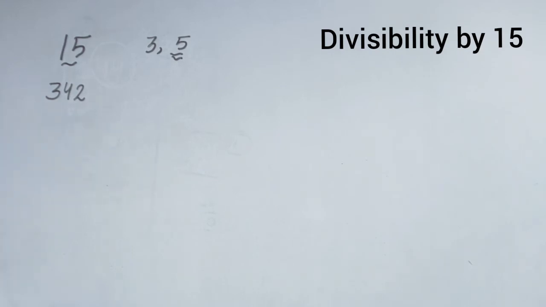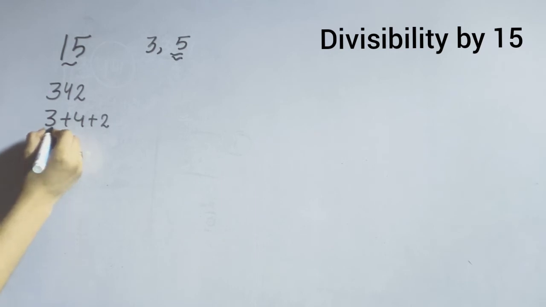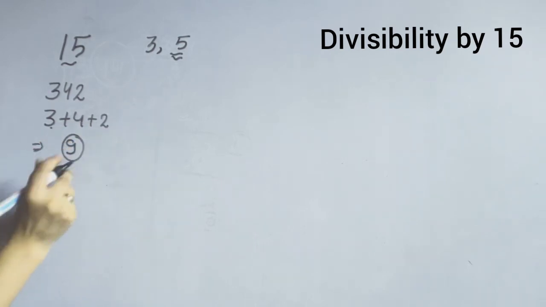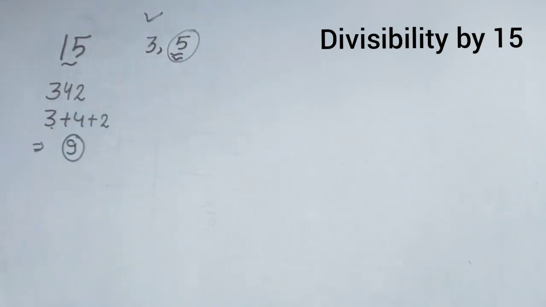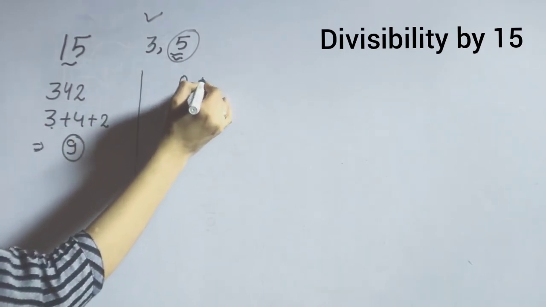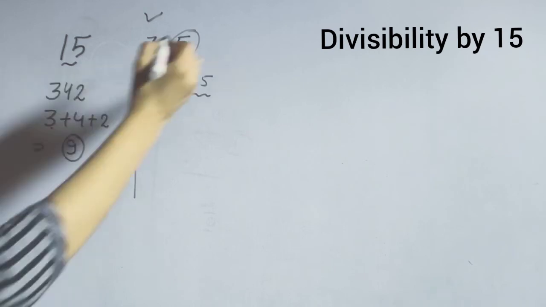So what we will do? We will check it for 3 first, then 5. So 3 plus 4 plus 2 is equal to 4 plus 3, 7, 7 plus 2, 9. So this number is divisible by 3. Clear? Now we will check it for 5. Dear students, what is the divisibility rule for 5? The divisibility rule for 5 is if the number ends in 0 or 5. नंबर एंड्स इन 0 और 5, अगर किसी नंबर के लास्ट में 0 या 5 आता है सो वो नंबर 5 से डिविजिबल होता है.